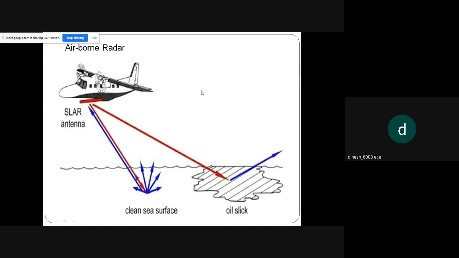Airborne radar is used for monitoring sea surfaces. When the aircraft is passing over an ocean, a sea or a river, the radar sends signals. If the signal reflects back within a particular time, I can say that it is a clean sea surface. And if the surface has an oil slick, the signal will never return back in that slant range.